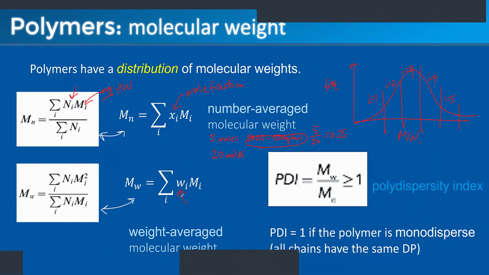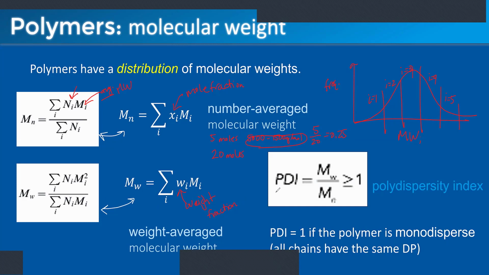Wi here is the weight fraction, possibly more intuitive to understand. What's the fraction of weight coming from that bin of polymer compared to the overall weight of the polymer? So xi here is the mole fraction. Wi is the weight fraction, and you can use either of these equations to calculate the molecular weight distribution, depending on the data that you have.